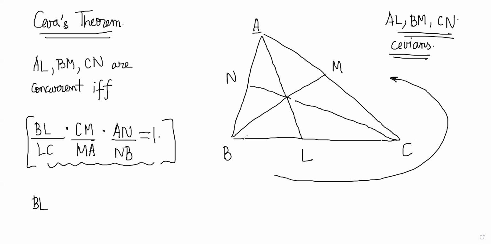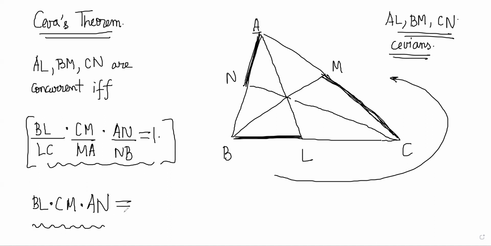Let's say BL. This is my first segment. I will skip this segment and I will say the alternate segment here is CM. So every time you will skip one segment and say the other one. So BL times CM times, you'll skip this segment and then you'll say the third segment is this one, times AN. This product of alternate segments should be equal to the product of the other three segments, which is obviously LC times AM times NB.